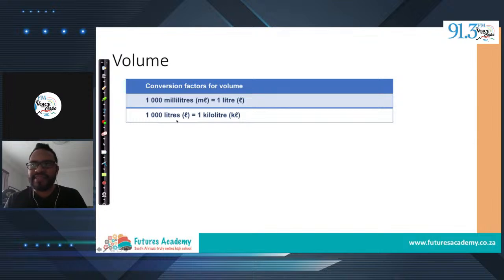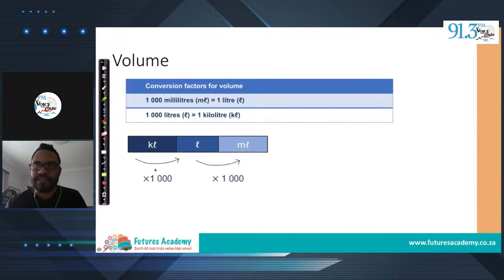Then, liters versus a kiloliter, which is what a tariff system will bill you in. Remember simply that a kiloliter is larger than a liter, and a kiloliter contains 1,000 liters. The same general rules apply. When I move from a larger unit to a smaller unit, I must multiply, and when I move from a smaller unit to a larger unit, I must divide.